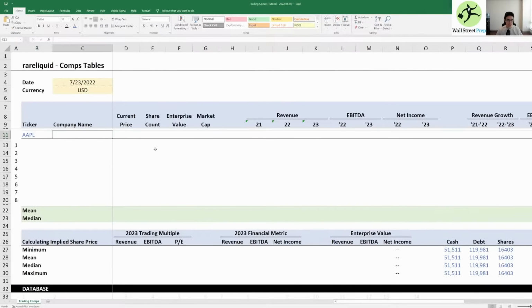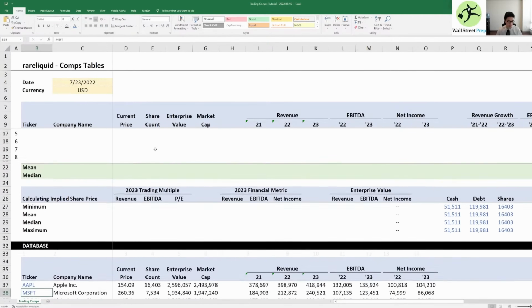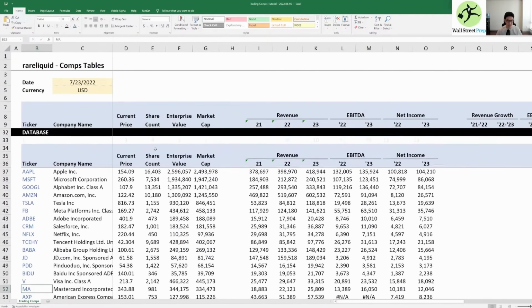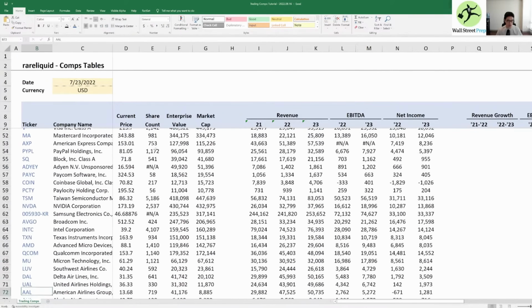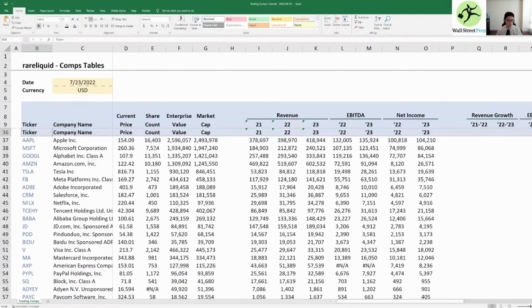So let's see what this looks like in Excel. So you can see we're going to be looking at Apple. I just kind of randomly chose, hey, let's choose 8 similar companies. And we have a database that I have down here. And so our job is to pretty much go through these and then figure out which are the similar companies, right?